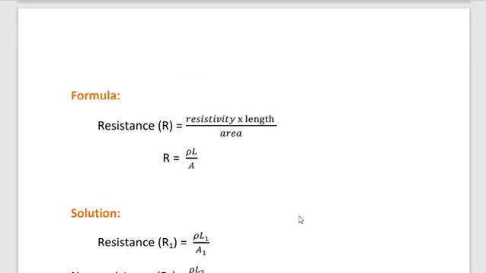What is the formula? Resistance R equal to resistivity into length divided by area. So R equal to rho L by A. Rho is the electrical resistivity. What is electrical resistivity? The resistance of a conductor of unit length and unit area of cross section. The SI unit of electrical resistivity is ohm meter. So resistance R equal to rho L by A.